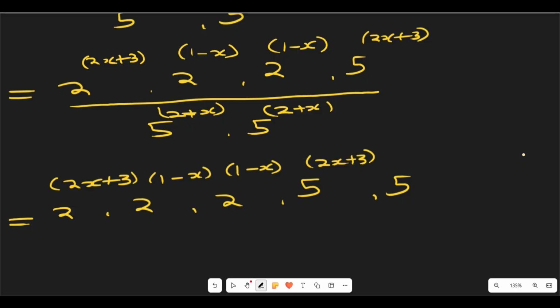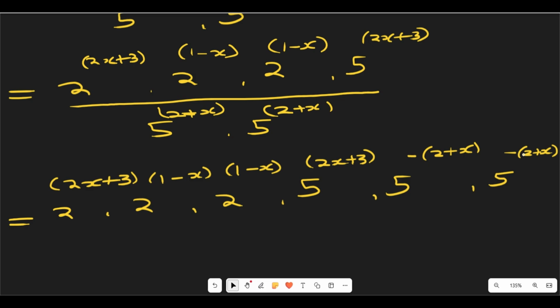There is a rule of indices here. When we bring something on top, the index becomes negative. It's going to be negative 2 plus x. Be aware of the negative because it will change the inside sign, like this. So there are 2 5s. So now what's left is for us to bring the other 5. We say 5 to the power negative 2 plus x.